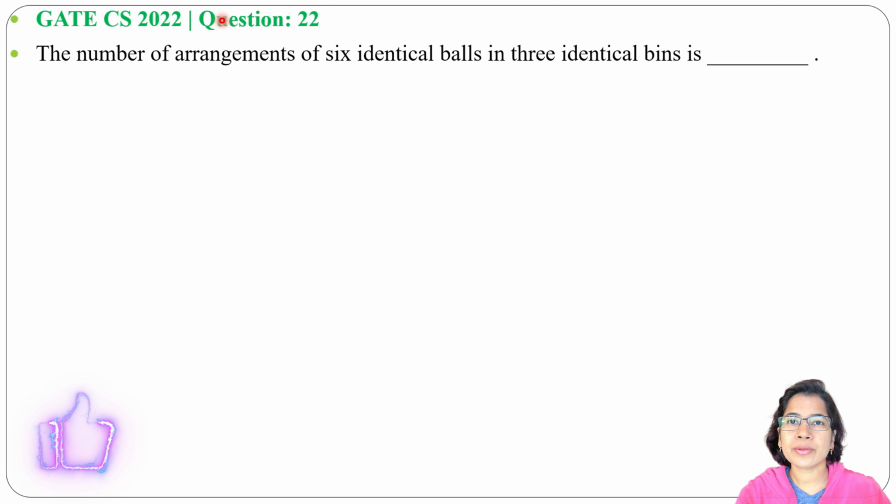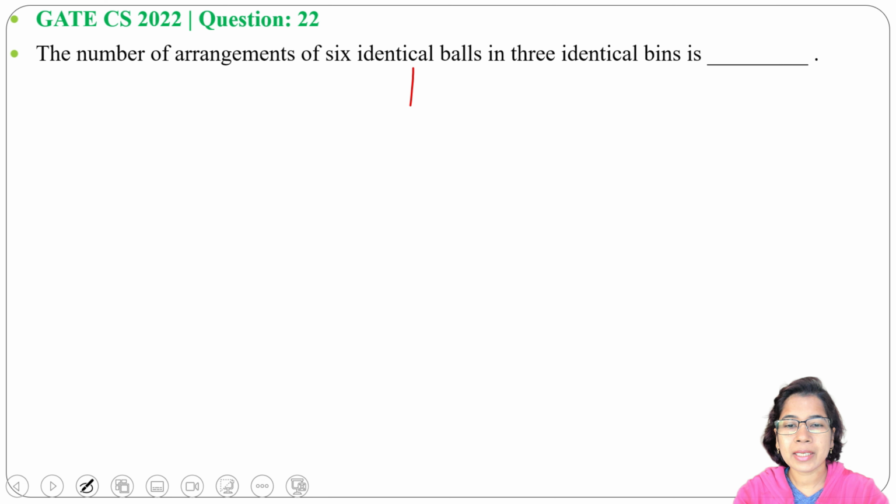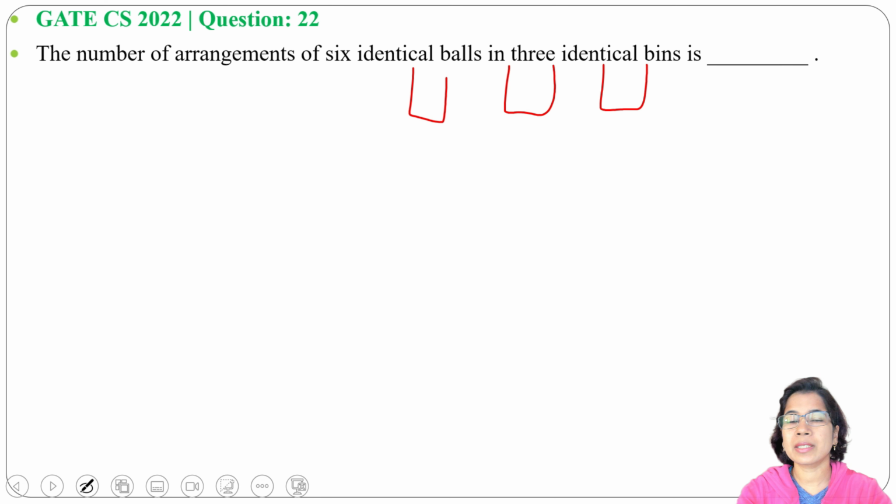Let's solve one previous question of combinatorics. This question was asked in GATE CS 2022, question number 22. The number of arrangements of 6 identical balls in 3 identical bins is dash. So we have 6 identical balls, which means the 6 balls are similar, and 3 identical bins. The 3 bins are similar. These are the 3 bins, 1, 2, 3, and we have 6 identical balls.